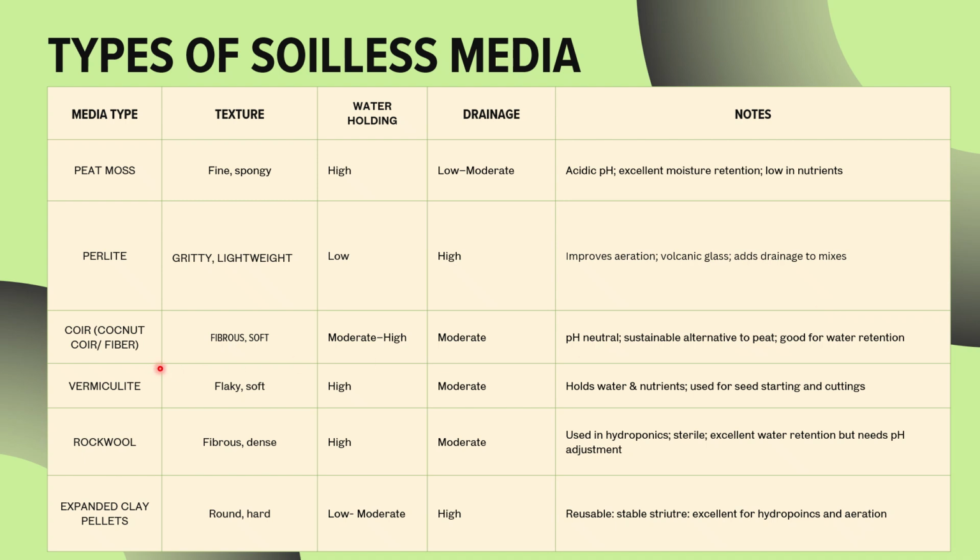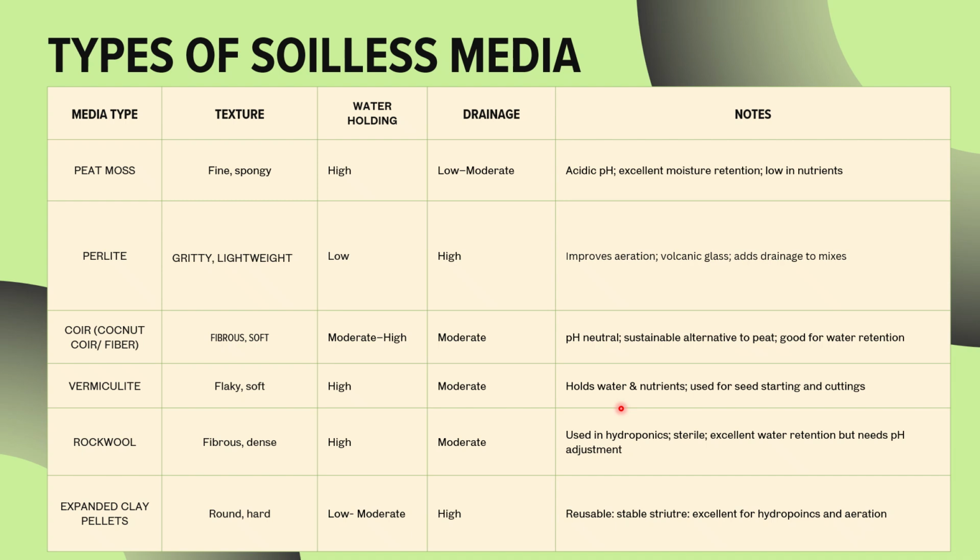Vermiculite, a lot of people use this for hydroponic systems. Vermiculite tends to be flaky and soft, and sometimes looks gray in color. It's very high in water retention. It's moderate in drainage, and it holds water and nutrients.